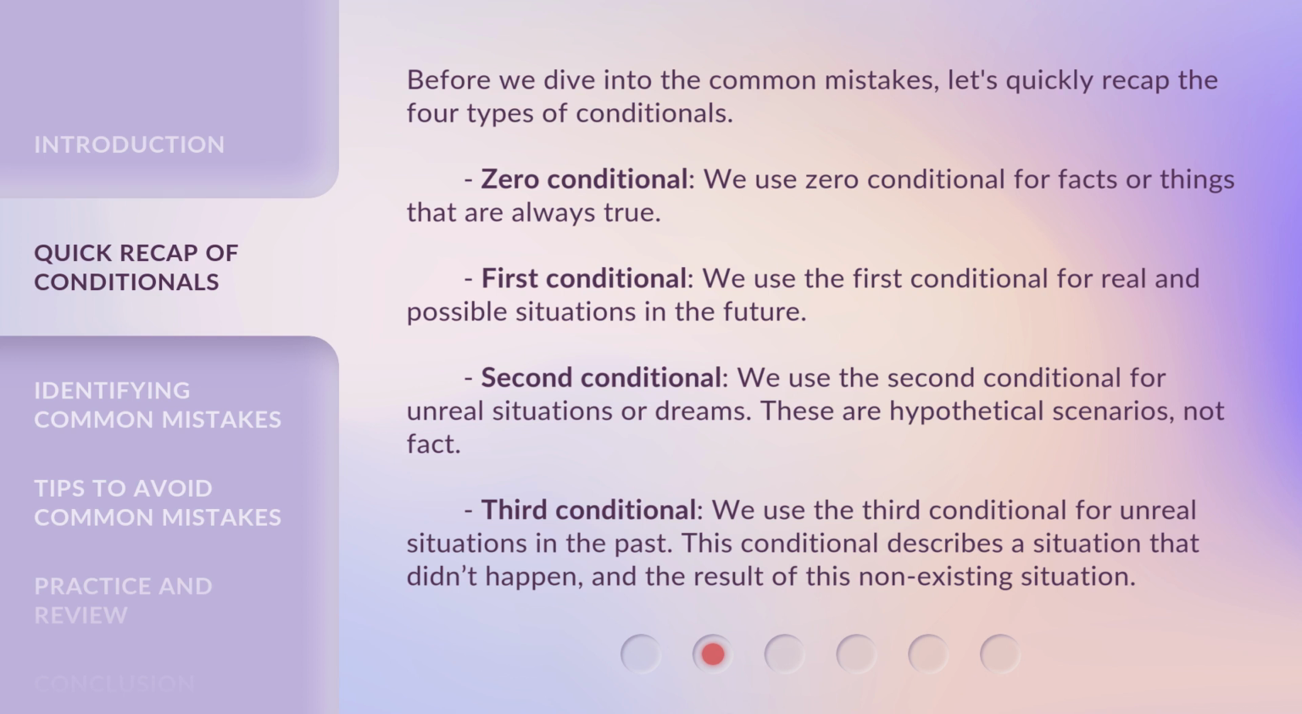Before we dive into the common mistakes, let's quickly recap the 4 types of conditionals. Zero conditional. We use zero conditional for facts or things that are always true. First conditional. We use the first conditional for real and possible situations in the future. Second conditional. We use the second conditional for unreal situations or dreams.